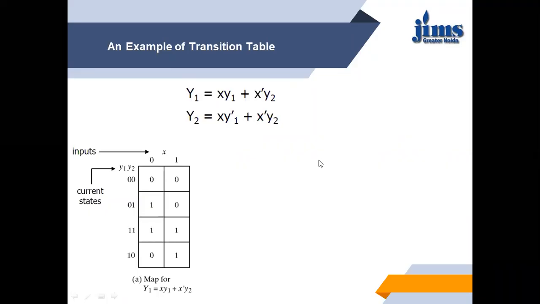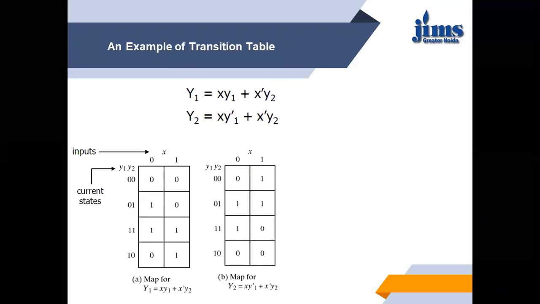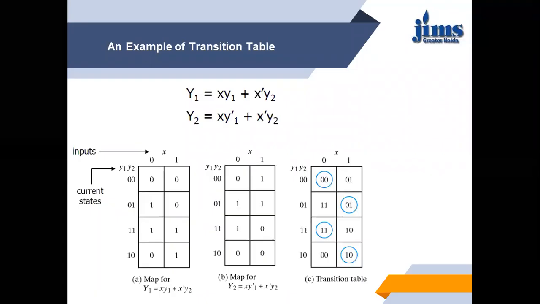Similarly, we plot Y2 in the same way and put the values of y1, y2 and x. We get the map for Y1 and the map for Y2, and we combine both Y1 and Y2 into one table, listing the values of each row.